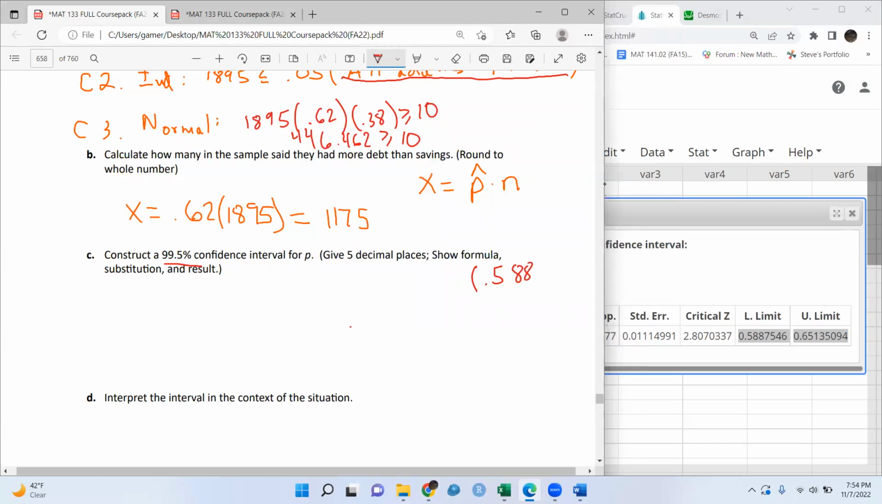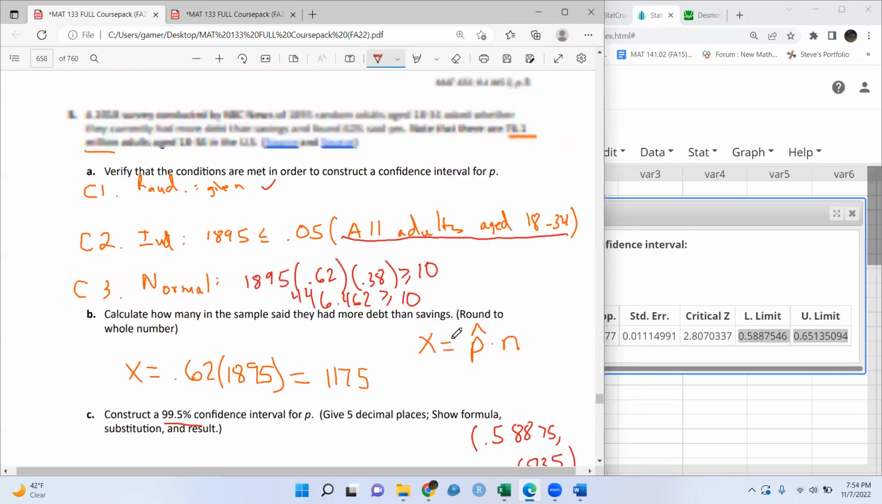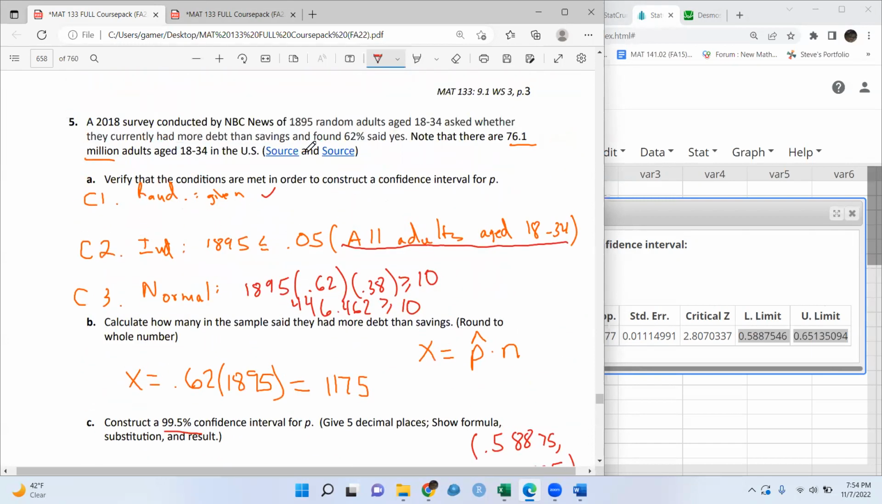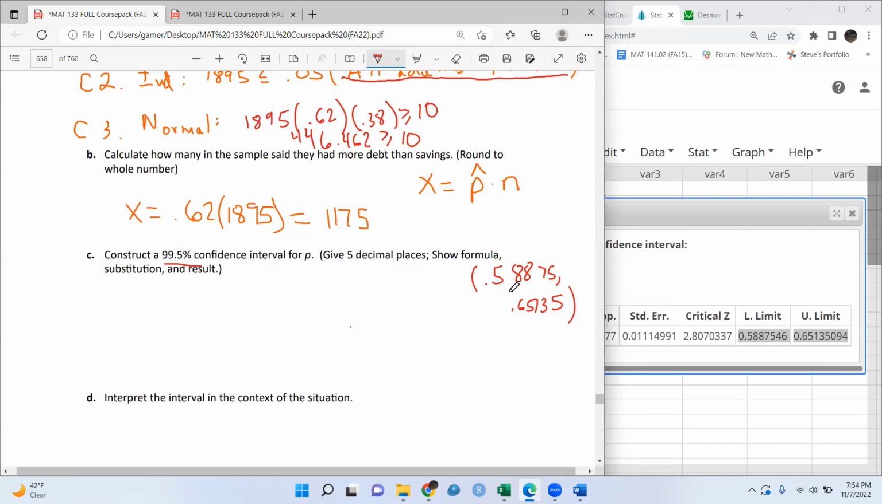Oh, and this time we want 5 decimal places. Huzzah. So then, we're 95% confident that the true proportion of all adults aged 18 to 33 who have more debt than savings is between 58.875% and 65.135%.